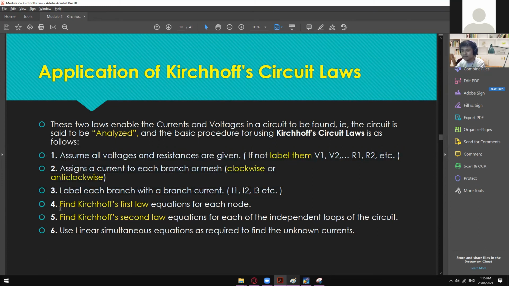So the important process right here, you have to do the KCL first before the KVL. Well, actually, you can also do KVL first before the KCL. So there is no absolute process or step when it comes to solving a Kirchhoff circuit law. Okay, as long as you know what you're doing, you can do any step right here first. Well, except step number six. You cannot do a linear simultaneous equation if you don't have the given equations. So that's why you have to do the first five steps before you can do step number six.